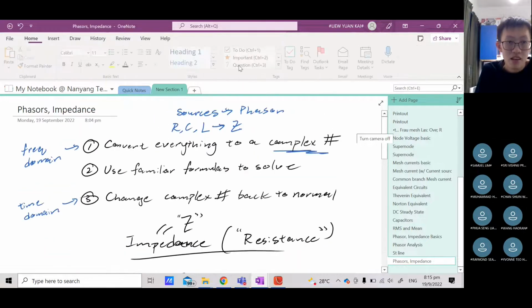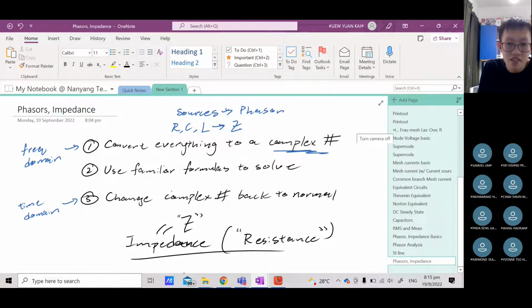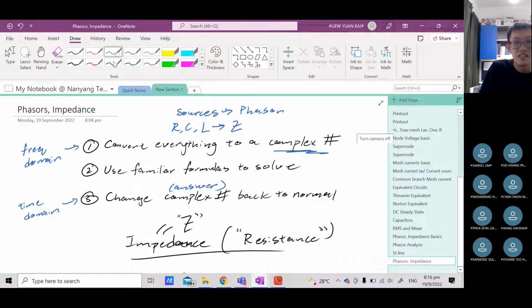Next, and the final step, is change the complex number back, and usually this is your solution or your answer. Your final answer, you just change it back to normal. And we've already learned how to change it back to normal, right? Last class, we already learned how to change from time domain, which is the normal AC source, in the form of A cos omega t plus a phase, to the complex form. We also know how to do the reverse. So now step 3 is the reverse, this red arrow from the complex number back to the real number. That's what I mean, change it back to normal.